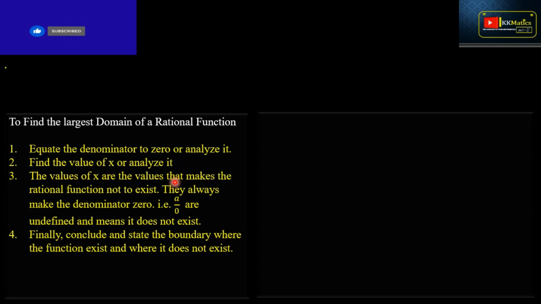So we're going to try an example here, and we are going to follow every single point that we made. So let's consider this example: k of x equals x plus 5, all divided by x minus 3.